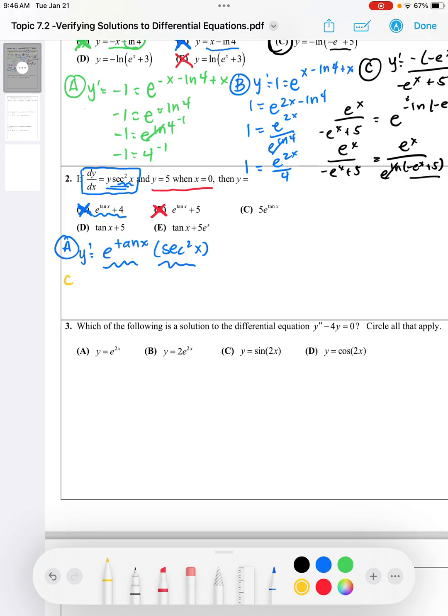Okay, so let's move on to C. My derivative is going to be 5 times the derivative of e to the x, which is itself times the derivative of the exponent, which is going to be secant squared x. Okay, again, I have the secant squared x here in this derivative. Oh, and this is the original that was here, so this is going to be true. So C should be my answer.